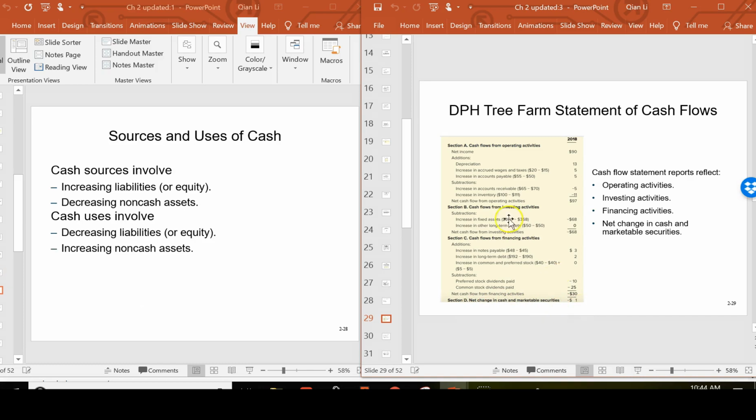which is consistent with the -1 million net change in cash and marketable security here. Anyway, like I said before, we don't want to spend too much time talking about the construction of the cash flow statement. We actually focus more on, for example, understanding that this cash flow statement reflects the company's use and source of cash from its operating activities, investing activities, and financing activities. So you have sections A, B, and C.